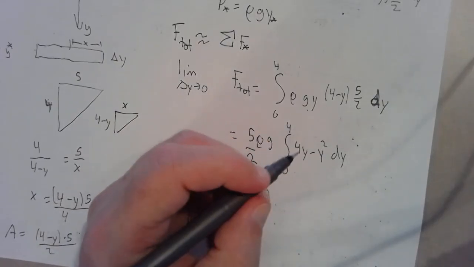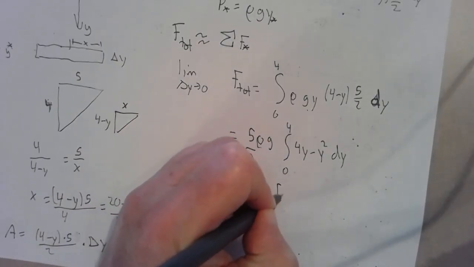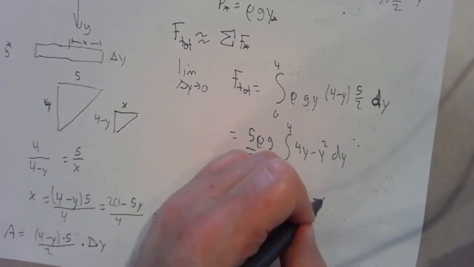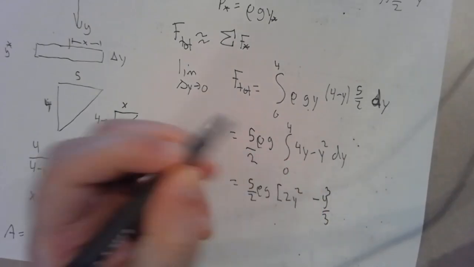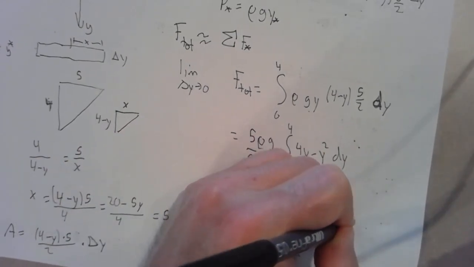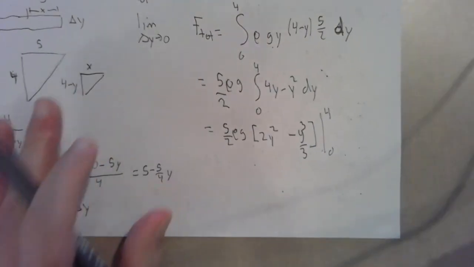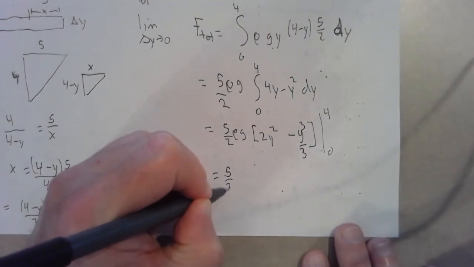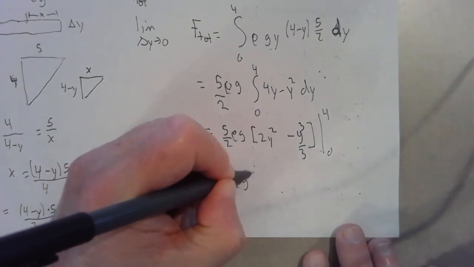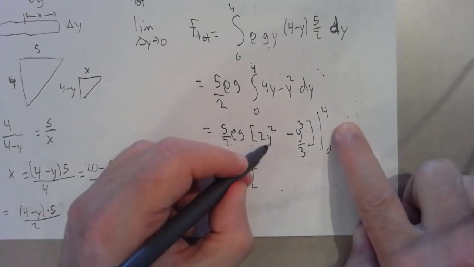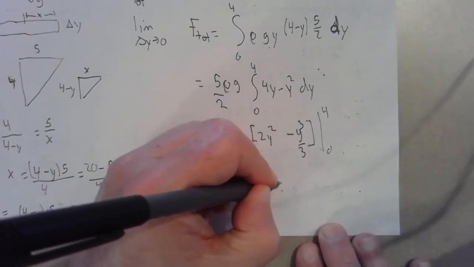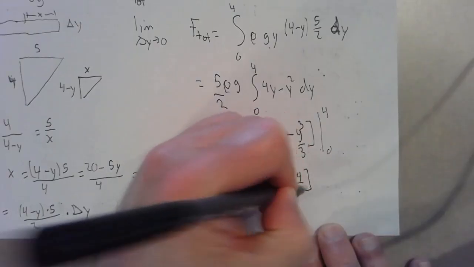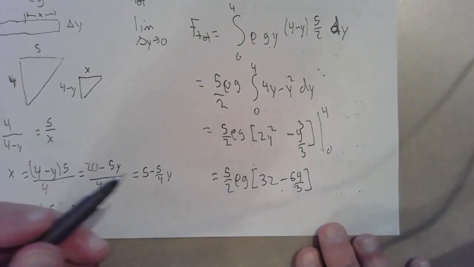Antiderivative of 4y would be 4y squared over 2, or 2y squared. Antiderivative of y squared will be y cubed over 3. Evaluated from 0 to 4. Everything's 0 at 0, so we don't worry about it. We just plug in the 4, and we get 5/2 rho g times, let's see, that'll be 16 times 2. That'll be 32 minus 64/3. And we could clean that up if we wanted to.